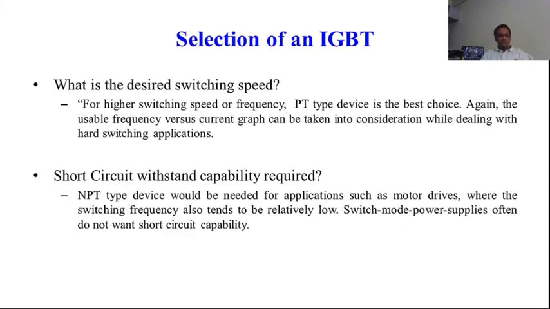Now you choose what switching speed you desire for your application. In general, we go towards the higher switching speed side, so punch through type devices are the best choice for this. And again, we use the usable frequency versus current graph, which can be taken into consideration while dealing with hard switching.